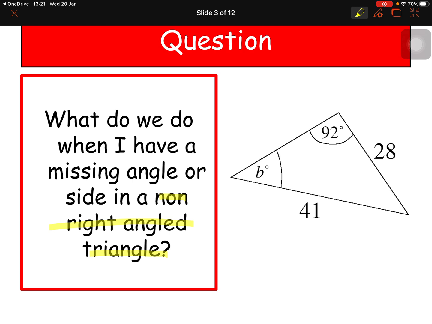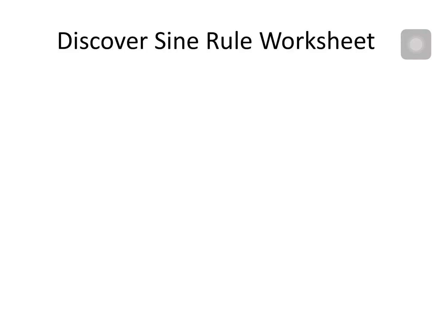Right. First thing I want you to do, I want you to pause the video now. I want you to get the Discover Sine Rule worksheet from Show My Homework. I want you to fill in all the boxes it tells you to. So fill in all the little a's and the big A's. Little a's will be the lengths, the big A's will be the angles. Fill them all in, have a look at it, mark your work, and then we can see where we get to. So pause now. I need you to complete that worksheet and mark it, please.